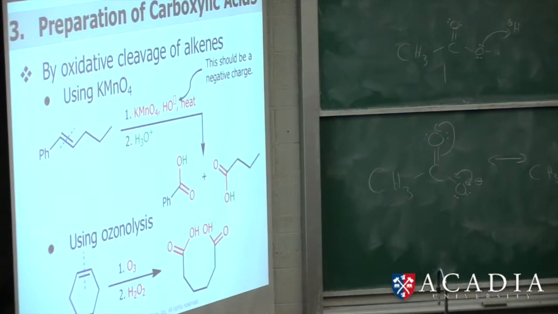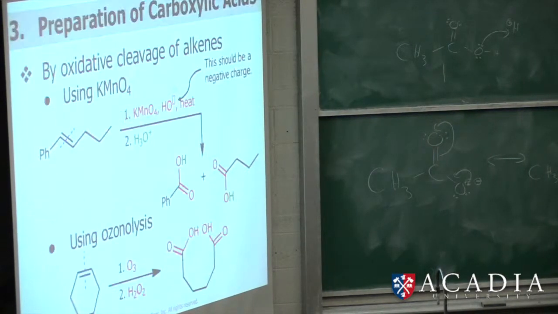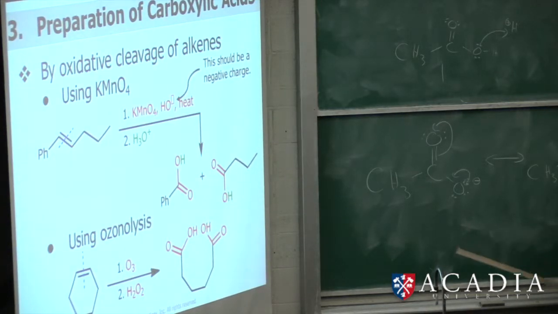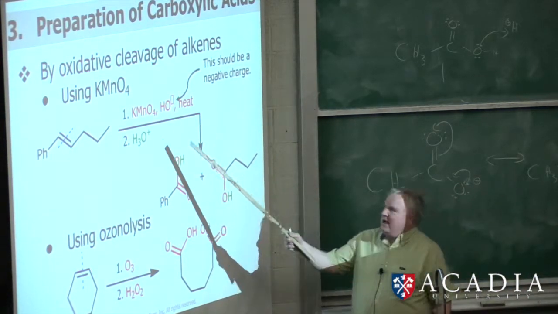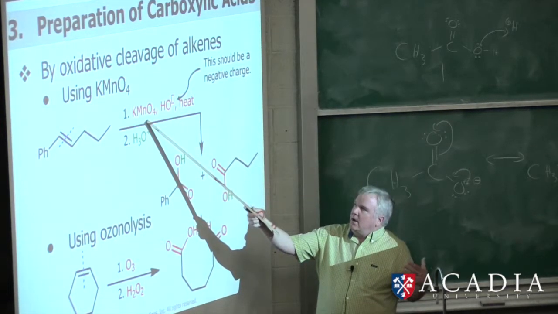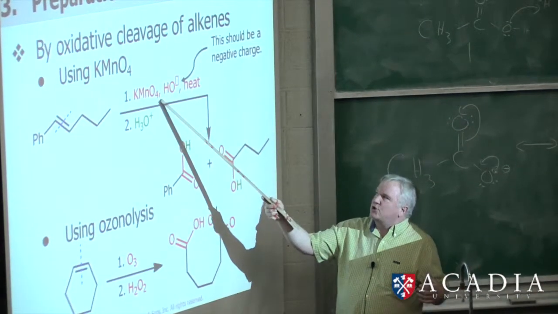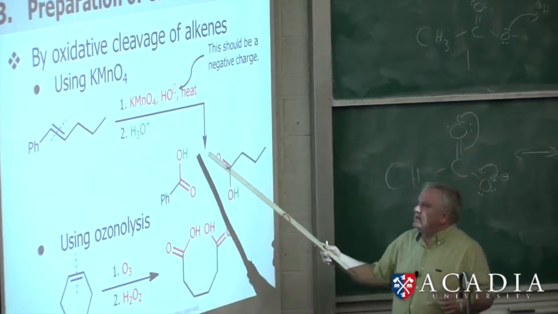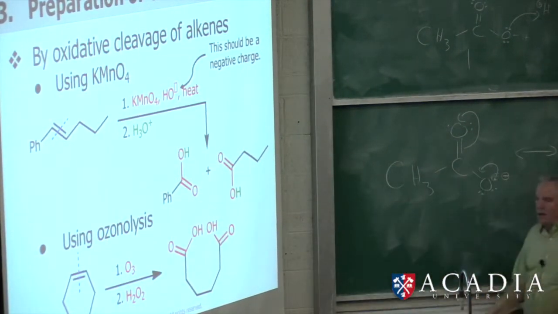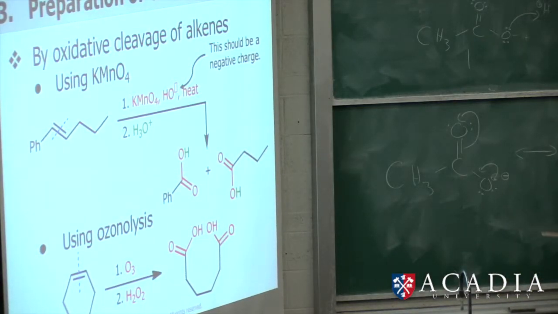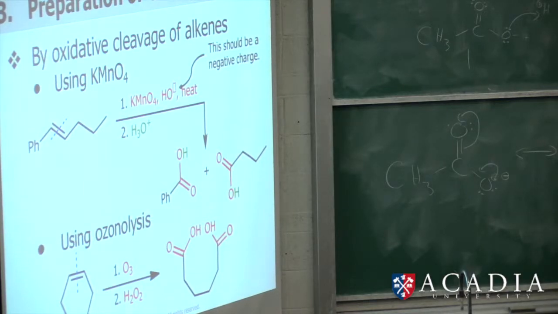You know what? I'm going to skip these for now. How do we prepare carboxylic acids? They're all here. The reactions we've known. We can do an oxidative cleavage of a carbon-carbon double bond. We have to use fairly harsh conditions, basic and heat, and then we work it up with acid. We can use ozone to clip a carbon-carbon double bond, and we have to work it up with hydrogen peroxide.